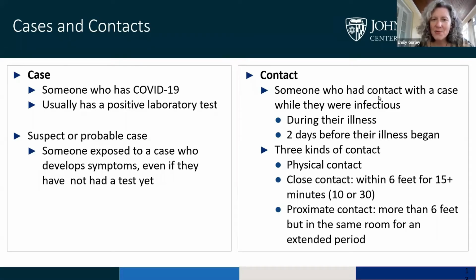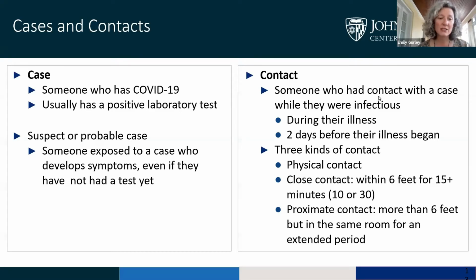Contacts, now who is a contact? A contact is someone who has had a potentially infectious exposure to that patient. We already talked about something about the timeline of when that might be. It would be someone who's had contact during their illness or the 2 days before their illness began. And there are 3 types of contact categories that we think about.